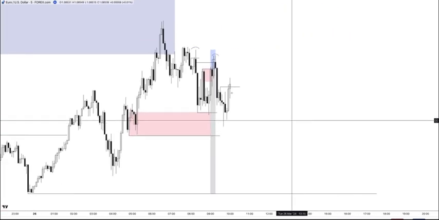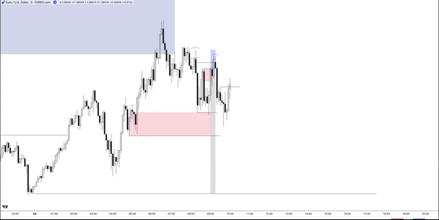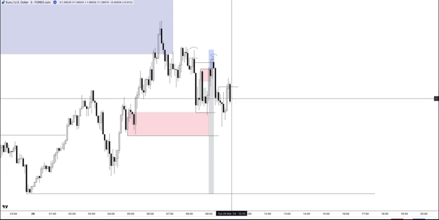That's not too much, but the thing is, I'm only targeting here, so you're still catching a 1 to 3. It's just something I'm not too interested in personally. I will be waiting for a more refined entry, or if we come really deep into this area, we could possibly take one here. Okay, so let's see what price action gives us.